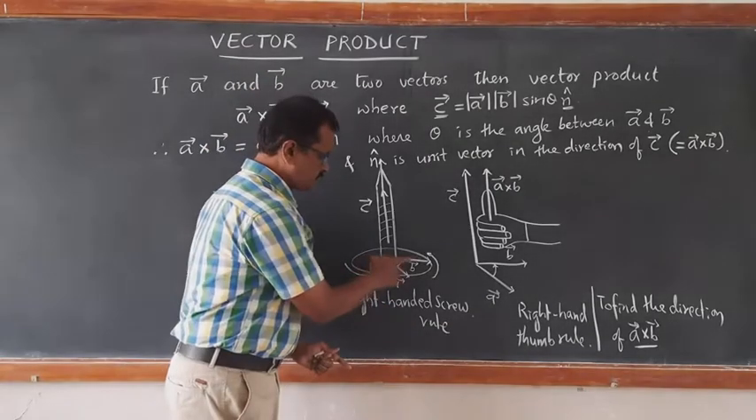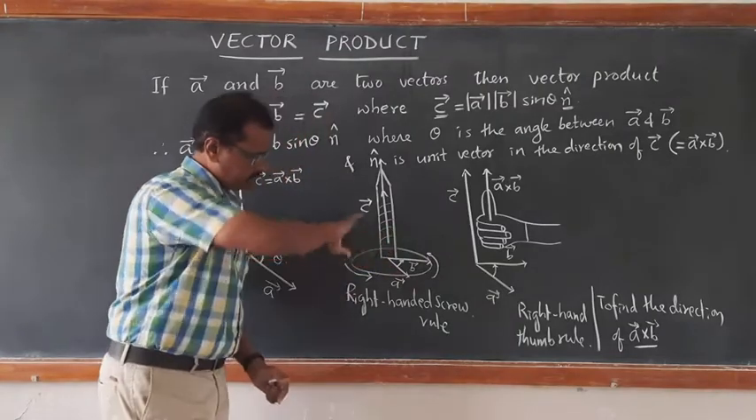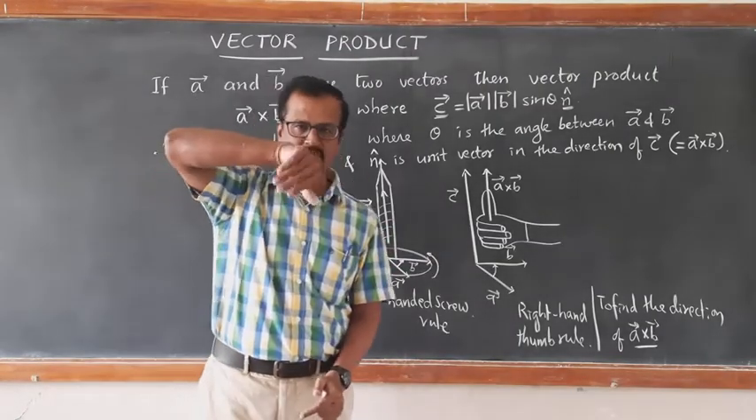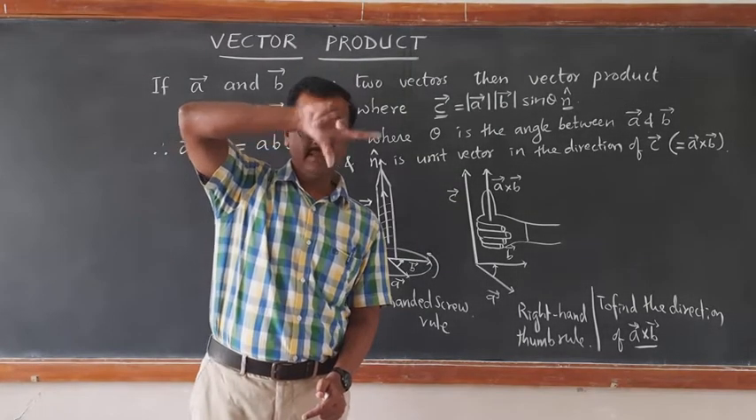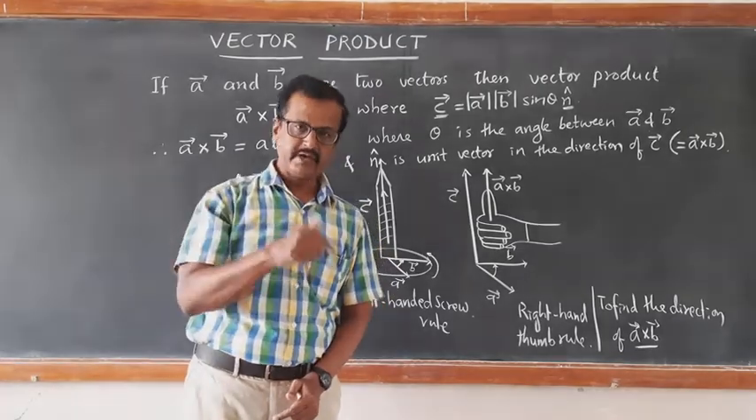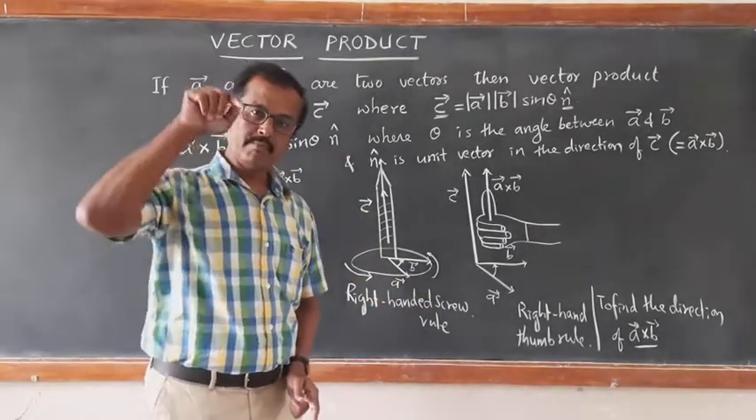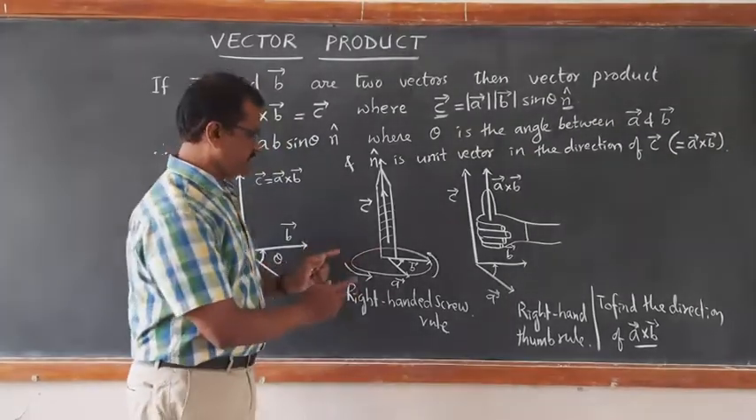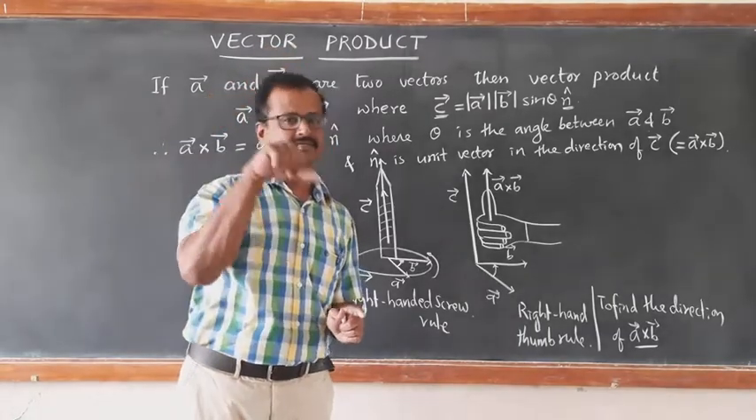You see here, this is B and this is A. If you turn B towards A, in the clockwise sense, then what happens? Then the thumb points downwards. That is the negative direction, minus C. It is going to give you B cross A equal to minus C. A cross B, if it is giving you C, then B cross A gives you minus C.